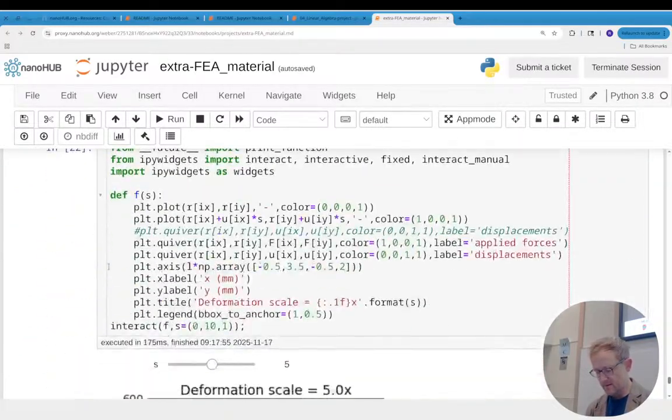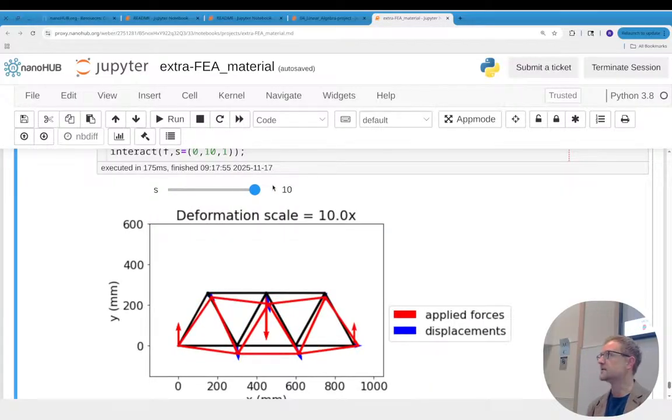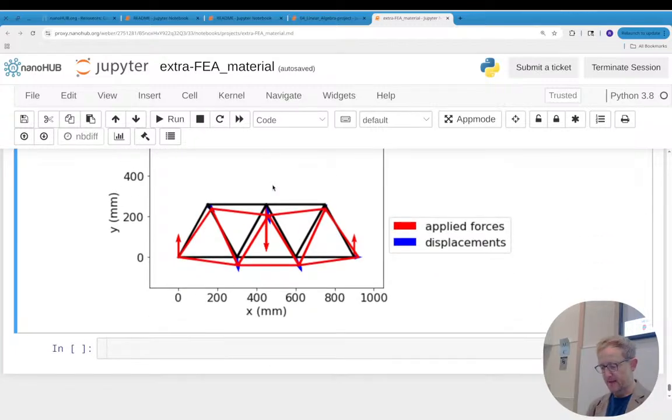But then we have a nice post-processed form. Like, oh, we can look at what happens if we apply 0 force versus 10 times the force. And it's all linear. So if it's 10x scale, really that's 10 times whatever load we applied to it. Yeah, so that one's kind of a tour of background information for this FEA project.